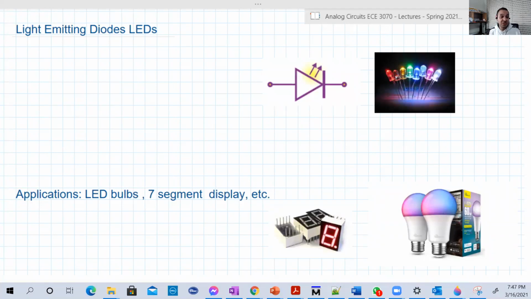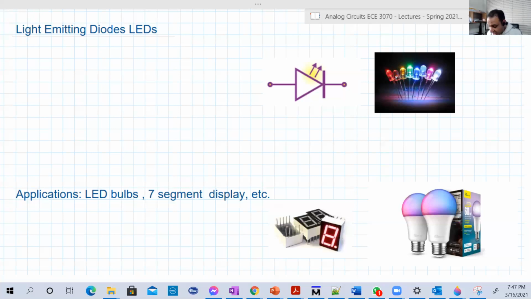This is the last part of this lecture and also the last part in the diode study. In this recording we're going to explore another special diode, the light emitting diode, LED. As the name suggests, this diode emits light when it's forward biased. With proper forward biasing and a proper current, this diode can emit light, which is very useful in many applications.